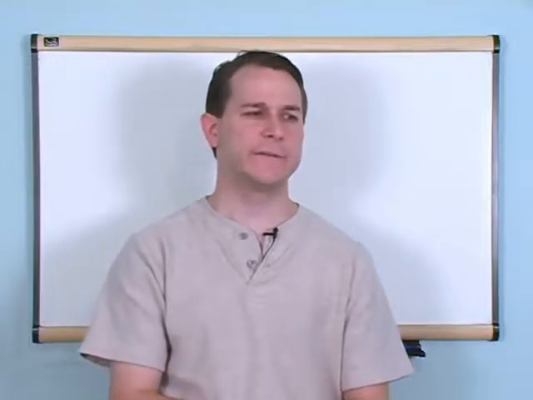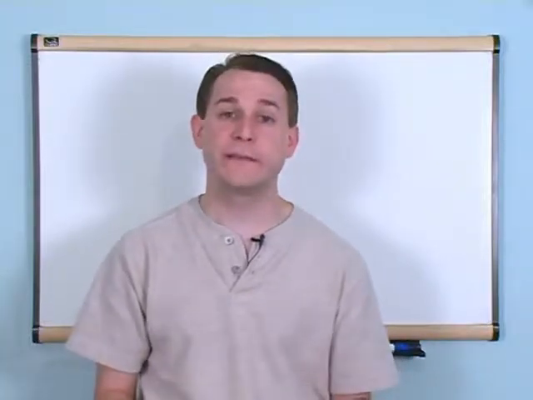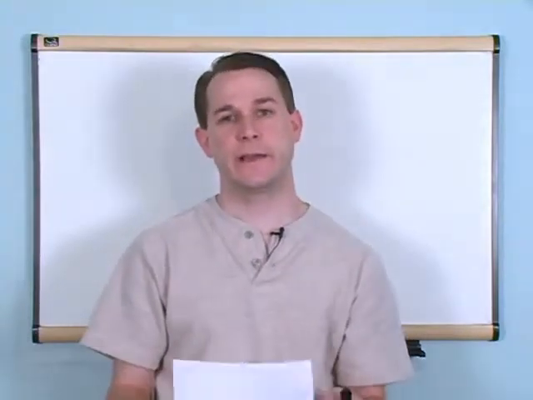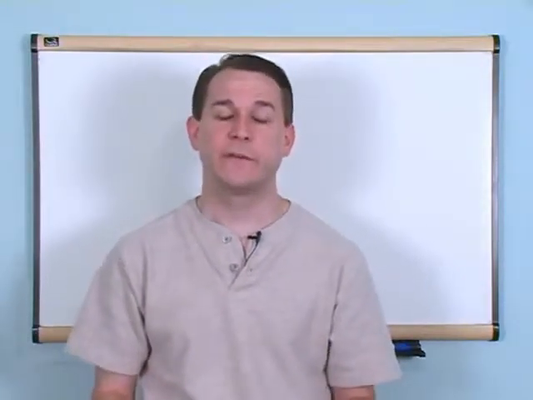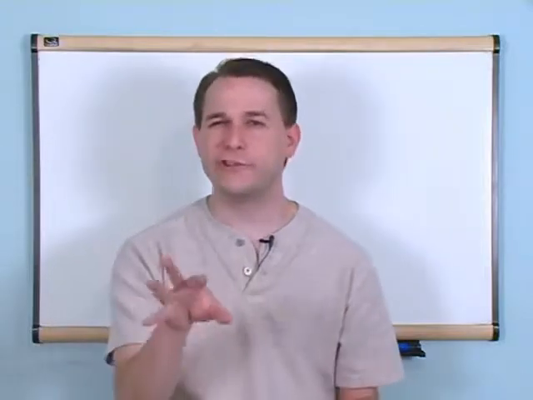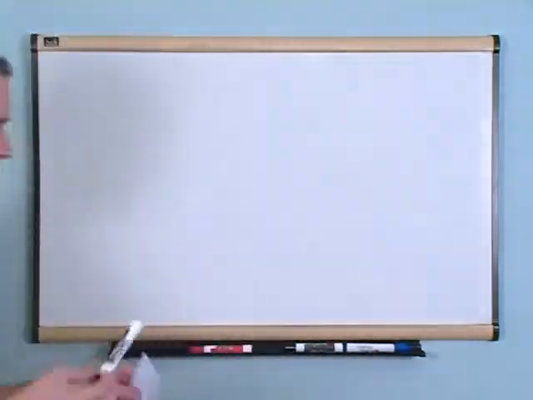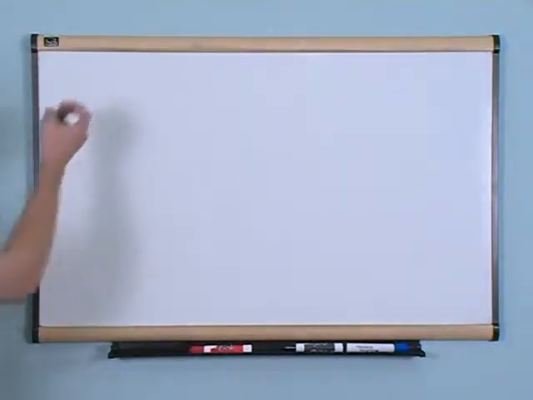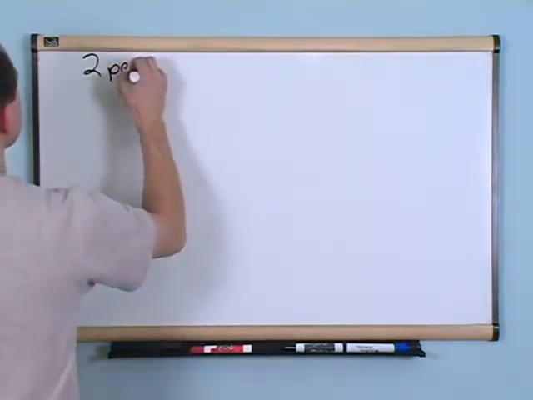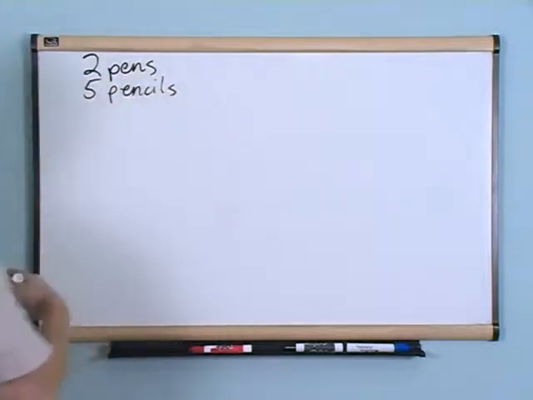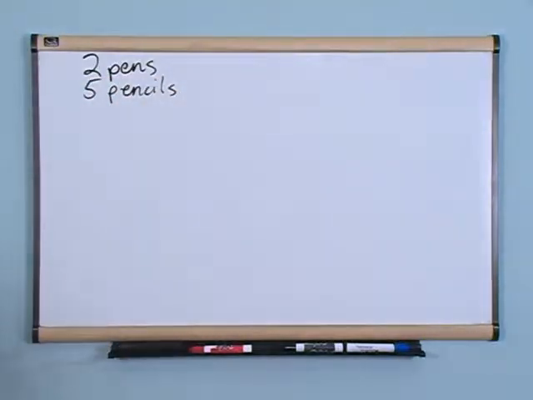Let's say you have two pens and 5 pencils. So in this hand you have 2 pens, in this hand you have 5 pencils. So the question is, what is the ratio, and I'll tell you what that means in a minute, of pens to pencils, okay? So let's figure that out. You have 2 pens and 5 pencils in your hands here. What is the ratio of pens to pencils?